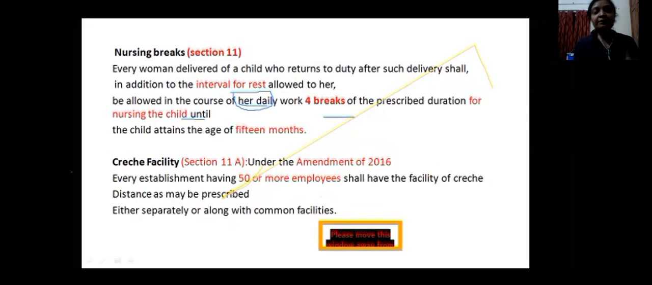Until when? How long does she get them? The first thing is that the woman who joins the organization after her leave is over, after the delivery, has to get the interval for rest. Along with the interval for rest she will be getting 4 breaks for nursing the child, until the child attains the age of 15 months. Until when? Until the child is 15 months old. Am I clear here?